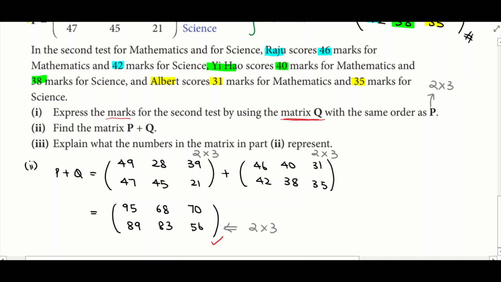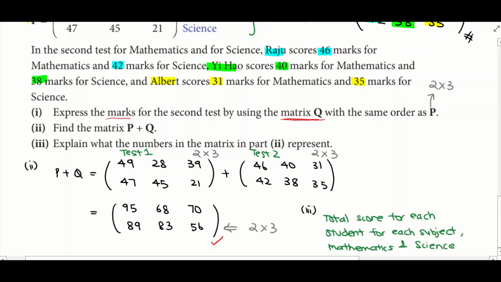And lastly, explain what the numbers in the matrix represent. So if we look at the context of the question, we have test 1 results and also test 2 results. If I add both test marks together, it will just give me the total score. So the answer is that it will give me the total score for each student for each subject, math and science. And done.